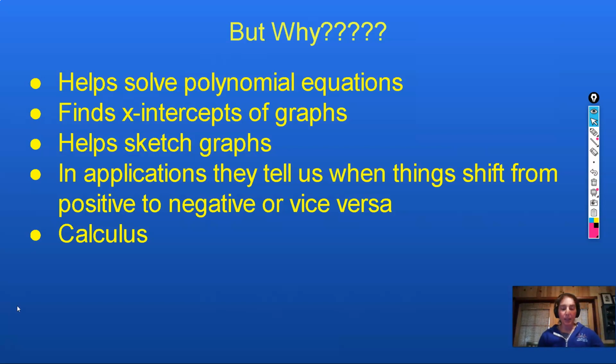And in applications, finding the zeros will let us know when things shift from positive to negative or from negative to positive, right? Because crossing over a zero means you shift your sign. So they help with that. And I have down here, they help with all kinds of applications in calculus. So when you get on to the next level, these will become very applicable.